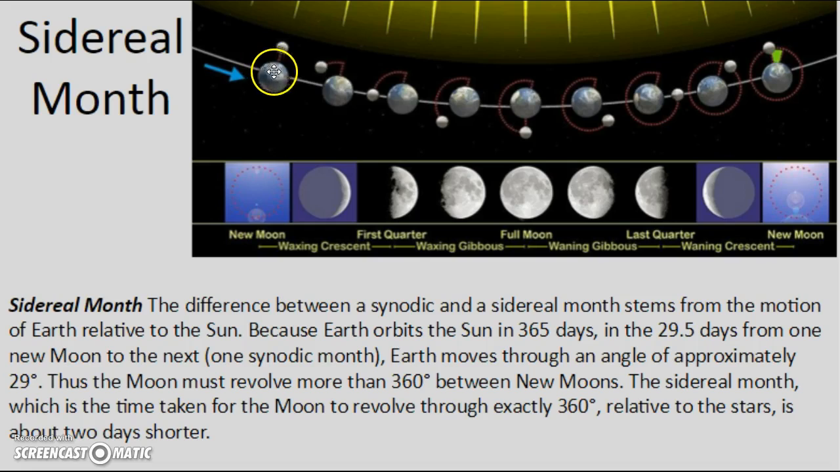Once again, as the Earth is orbiting the sun, the moon is orbiting the Earth, and because the Earth's position has changed in its location, the moon has to travel an extra distance, and that compensates for the extra 2 days.